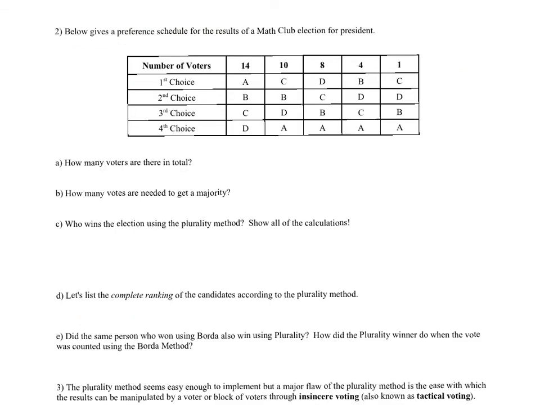Okay, new problem. We have a preference schedule for the results of a math club election for president. How many voters in total? So we just add up the numbers across the top. So we have 14 and 10 is 24, and 8 is 32, and 4 is 36, and 1 is 37. To calculate a majority, we divide 37 by 2, you get 18 and a half. First of all, you can't have 18 and a half votes. Votes only come in whole number quantities. So we need to round, I guess. But to have a majority, you need more than half. So we're going to go up to 19.